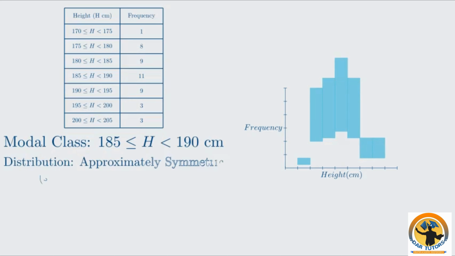The modal class, the tallest bar, is 185 to 190 centimeters. This tells us that more players are in this height range than any other. Describing the distribution is also straightforward.